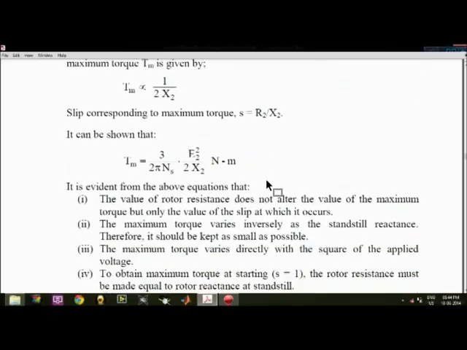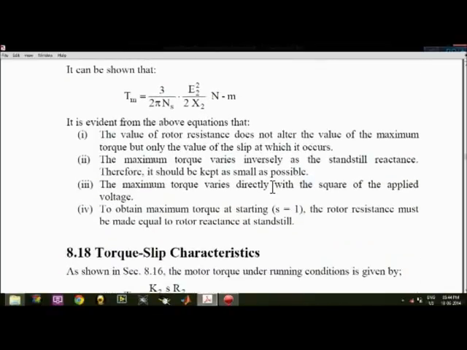Now we can sum up these things. The value of the rotor resistance does not alter the value of the maximum torque, but only the value of the slip at which it occurs. That means it depends upon slip. The maximum torque varies inversely as the standstill reactance, therefore this reactance should be kept as small as possible. The maximum torque varies directly with the square of the applied voltage. To obtain this maximum torque at starting, s equal to 1, the rotor resistance must be made equal to the rotor reactance at standstill. So these are some important points you need to remember.